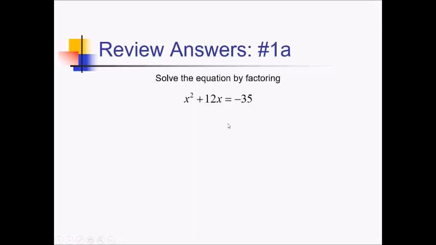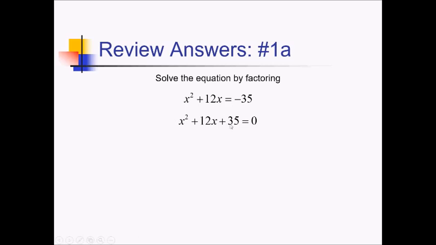On this problem, we're trying to solve this quadratic equation specifically by factoring. So to do that, we need to get everything on one side. Let me just add this 35 over to the left side. And at this point, I notice that I've got an a value here of 1. So I can just ask about factors of 35 that add up to 12.